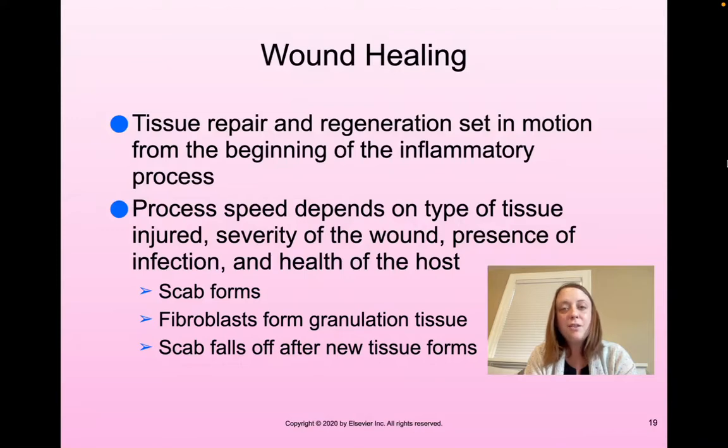And then from there, epithelial tissue comes in and fills in more over that granulation tissue, both under and above the scab, until the scab is ready to fall off and there's new tissue there. Now, depending on the tissue that was injured or how bad the injury, sometimes the new tissue might not be able to form as well as in other cases. And in those cases, connective tissue may need to come in and rebuild the area, and that will result in a scar.